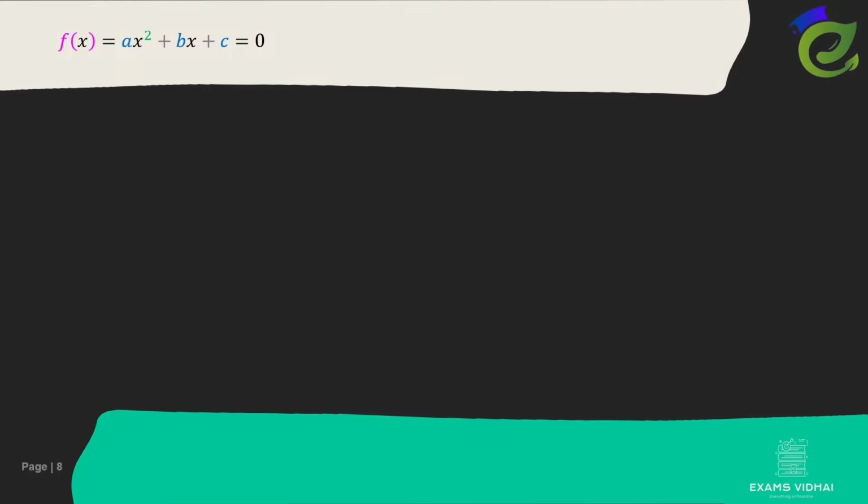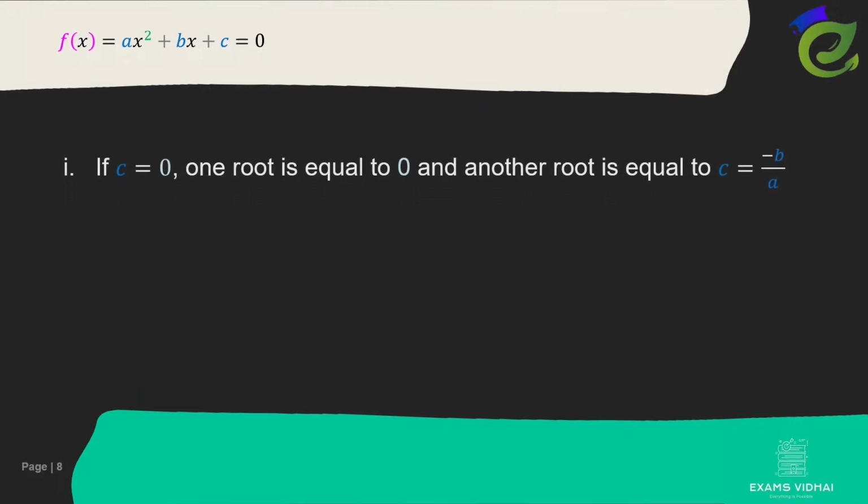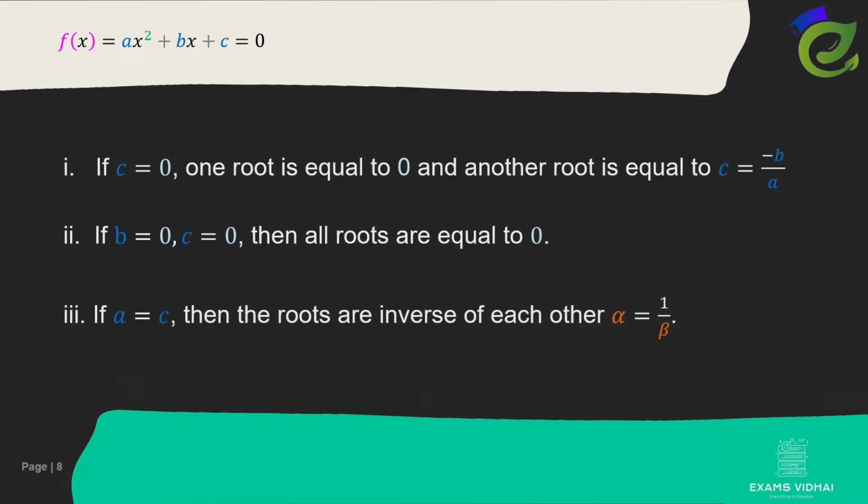For some equations, we can find roots very easily. If c equal to 0, one of the roots is equal to 0 and the other root will be equal to minus b by a. And for an equation, if b equal to 0 and c equal to 0, then all roots are equal to 0. And for an equation, if a equal to c, then the roots are inverse of each other.